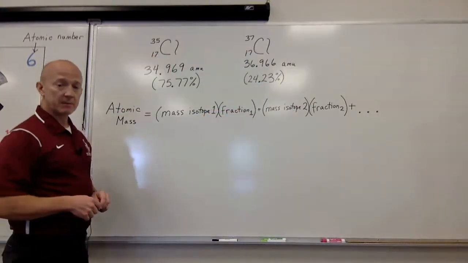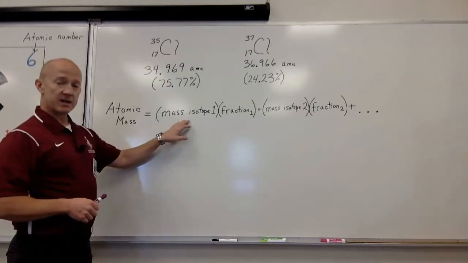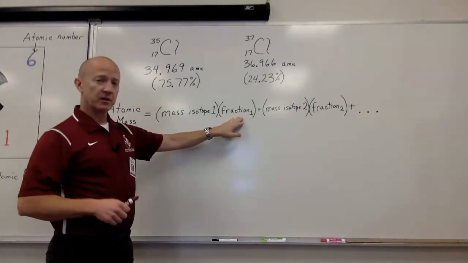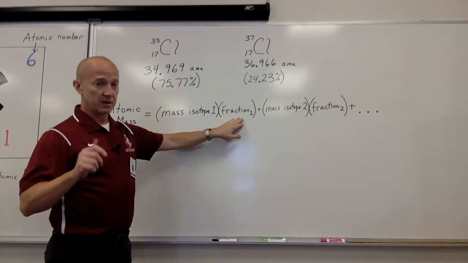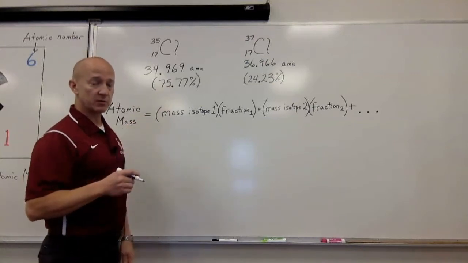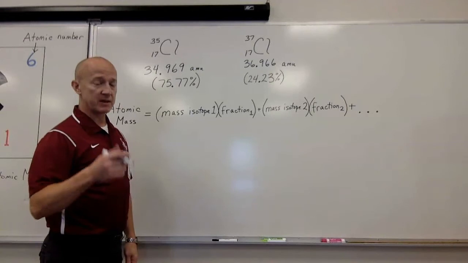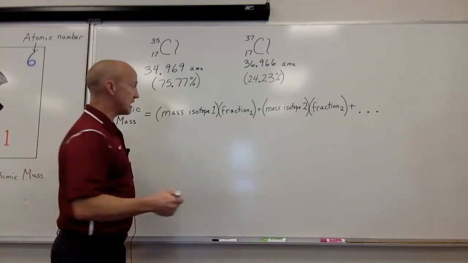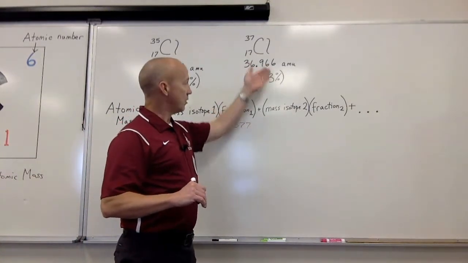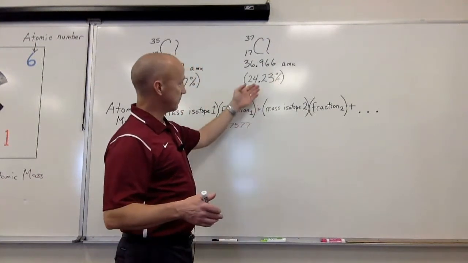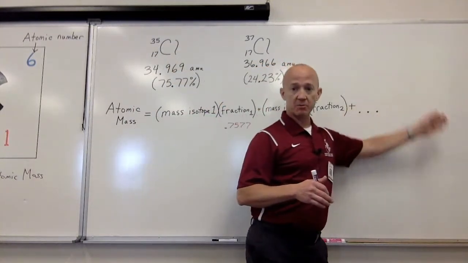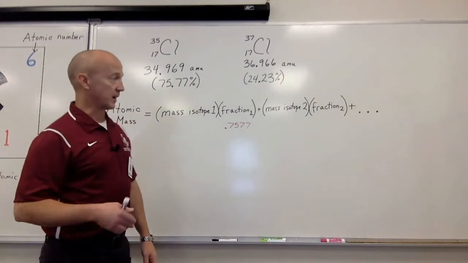The way that we solve for atomic mass is really not that difficult. We take the mass of isotope 1 and we multiply it by its fraction. Now, we don't mean the percentage. We mean the fraction. So what we have to do is we take this and convert it to a decimal. It's not 75.77%, but now it's 0.7577. So added to that is the mass of isotope 2 multiplied by its fraction. So in other words, it would be 0.2423. And we would do that with additional isotopes if we had them. We only have two in this case, so that's all we'll do.